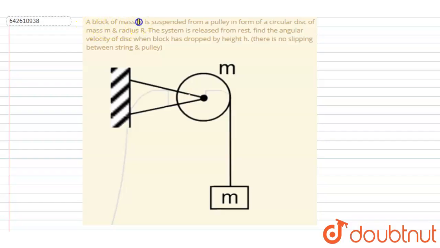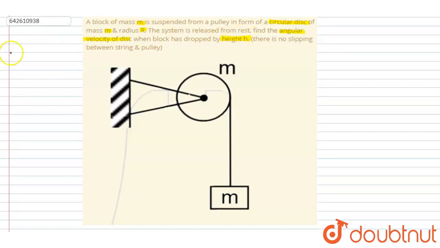Hello everyone. A block of mass m is suspended from a pulley in the form of a circular disc. You can see in the diagram. Mass of the pulley is m and radius is r. The system is released from rest. Find the angular velocity of the disc when the block has dropped by a height of h.